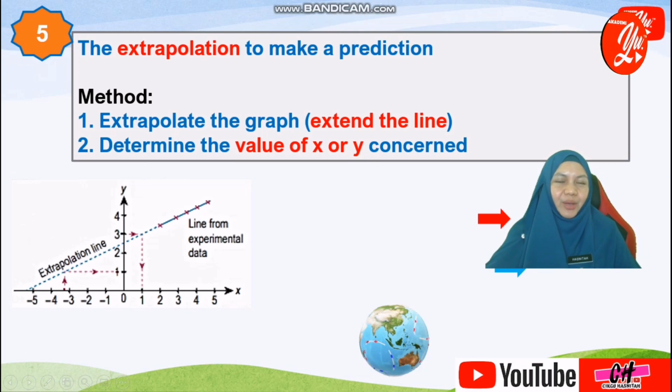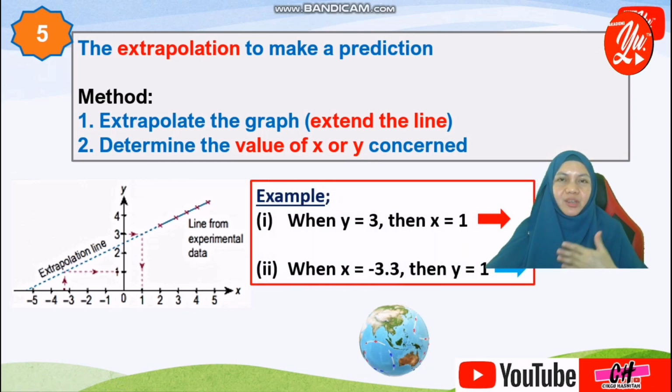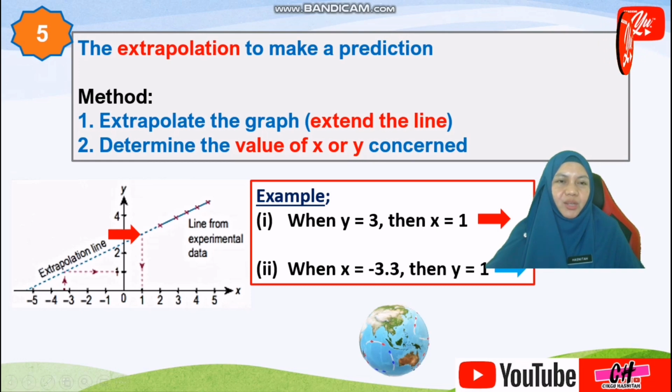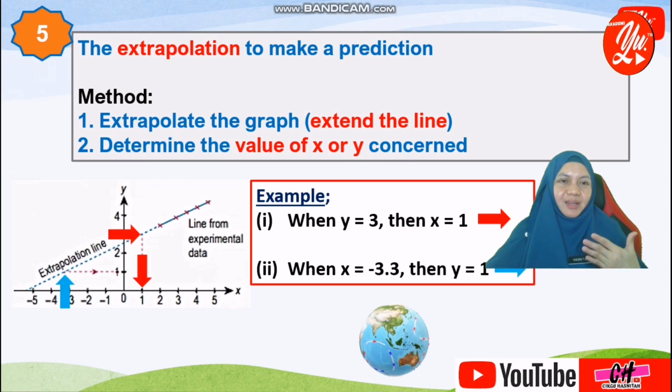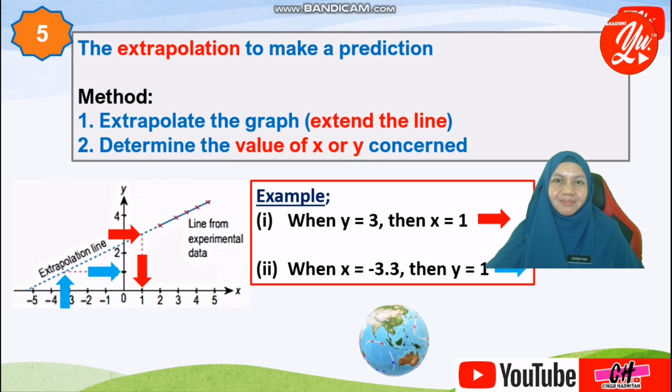Okay, and the question asks you to predict what is x when y is 3. From the extended line, we can see that when y is 3, which is shown by the red arrow, x is 1. Okay. Second question, predict y when x is negative 3.3. So where is the point where x is negative 3.3? It is shown by the blue arrow. And from the extended line, we can find that the value for y is equal to 1.